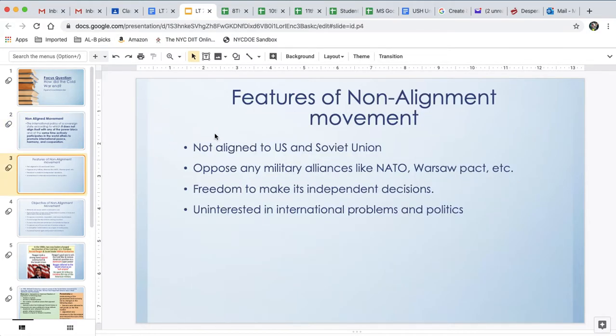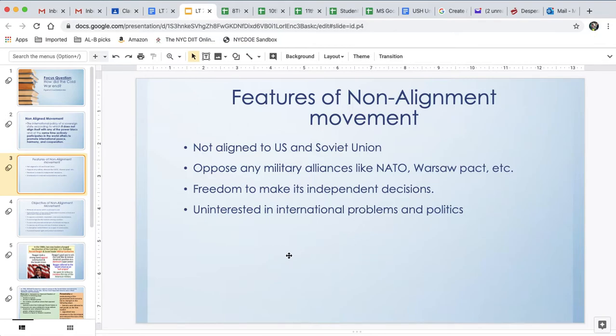If we go to part 3, we see just what I explained, the features of the non-alignment movement: not really aligned to the United States or to the Soviet Union. They oppose any military alliance like NATO or the Warsaw Pact, which NATO is what the United States kind of bought into, and the Warsaw Pact is what the Soviet Union bought into. Freedom to make their independent decisions. They're not influenced by other countries. They're standalone. They're independent. And uninterested in international problems and politics.